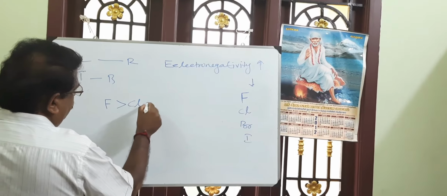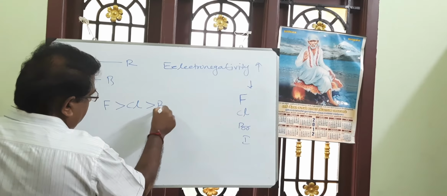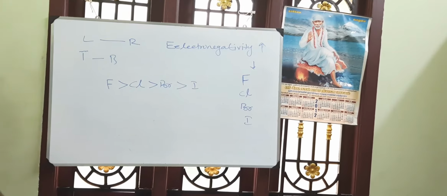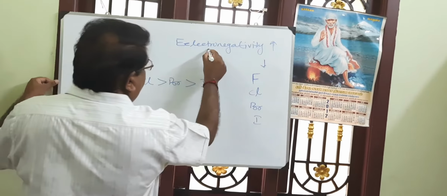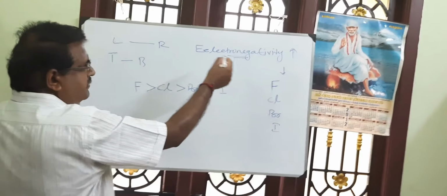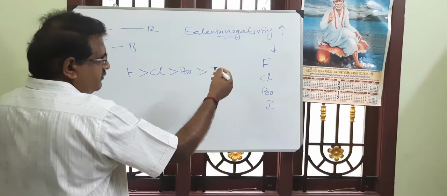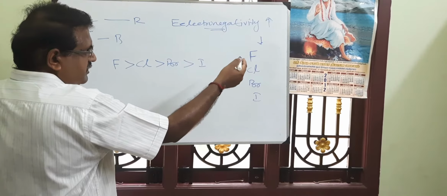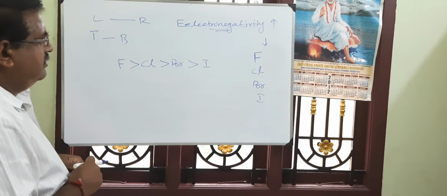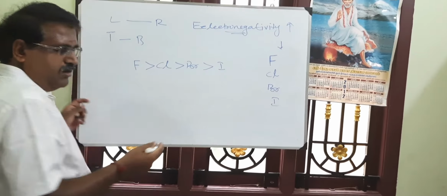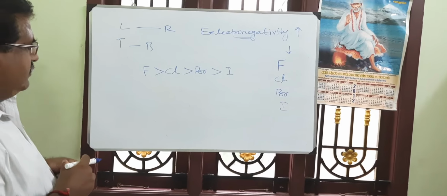The electronegativity of chlorine is higher than bromine, which is higher than iodine. So what is electronegativity? Electronegativity is a property of the element or the chemical moiety capable of attracting electrons from the groups or elements that are attached to it. Fluorine, chlorine, bromine, and iodine are electron withdrawing groups.